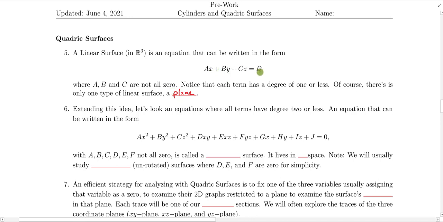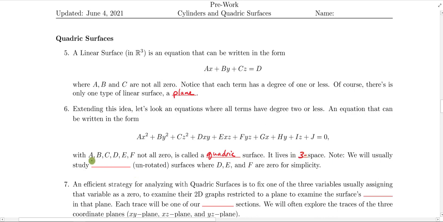But if we extend this idea one further, where all of the terms have degree 2 or less, like I've got here, then what we have is something whose graph is going to be called a quadric surface. So the hallmark of a quadric surface is that all terms have degree 2 or fewer, and at least one of the terms that has degree 2 needs to have a non-zero coefficient for this to be a quadric surface. Now, this lives in 3-space.